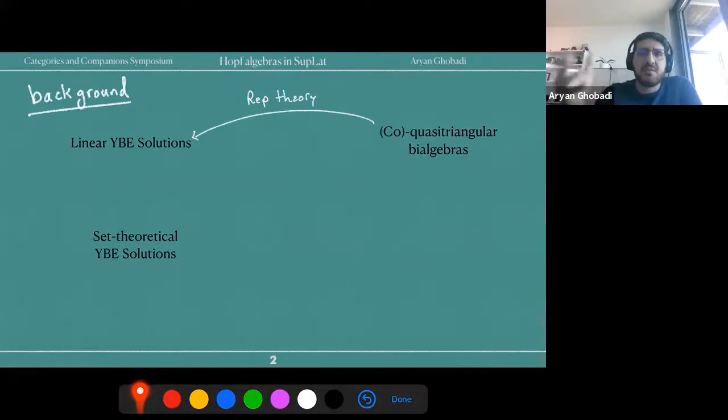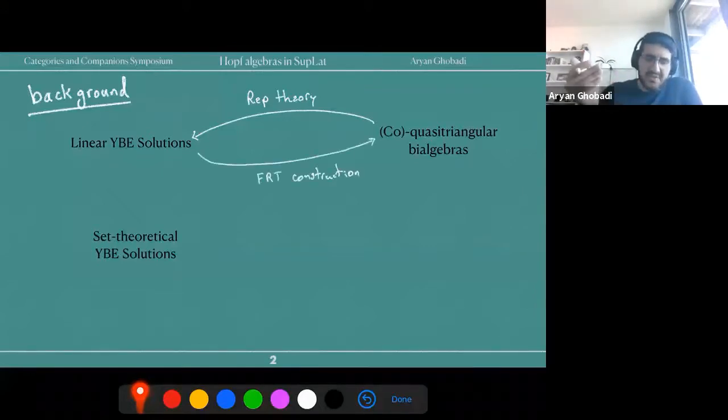What happened is whenever you had one of these objects on the right, in the end, they're algebras or monoids in the category of vector spaces, and you look at the modules of these guys, and from the representation theory, you get solutions of the Yang-Baxter equation, namely because you're getting a braided category. In the other direction, you have this FRT construction, which you put in this linear YBE solution, and the FRT construction gives you back one of these co-quasi-triangular bialgebras.